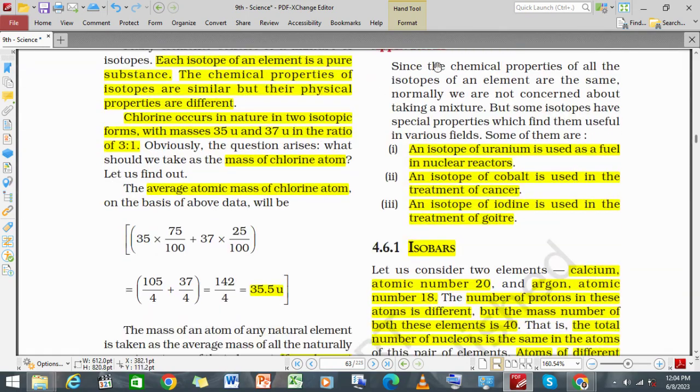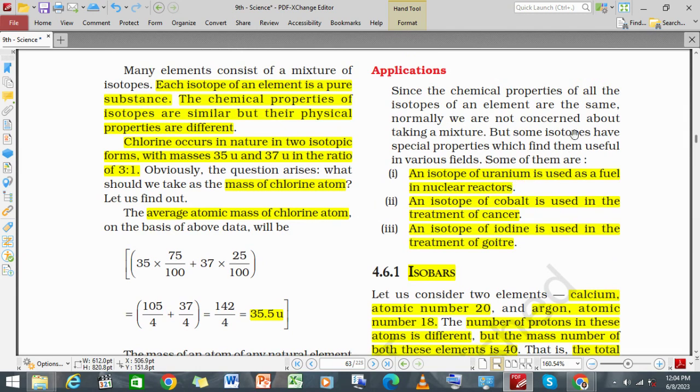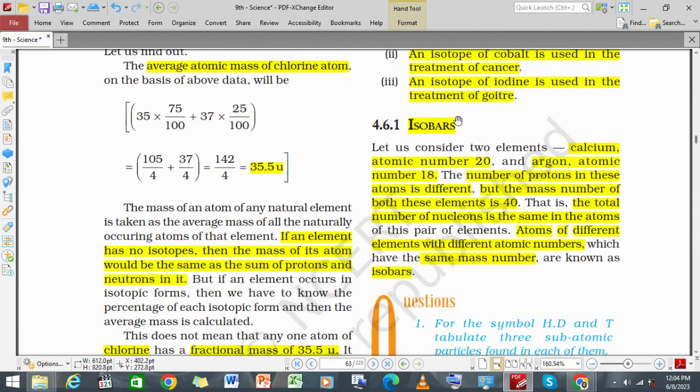Now, what is the application of isotopes? Means what happens if something has different masses? An isotope of uranium is used as fuel in the nuclear reactor. All right, and this is used as a nuclear reactor fuel. An isotope of cobalt is used in the treatment of cancer. All right, and an isotope of iodine is used in the treatment of goiter.